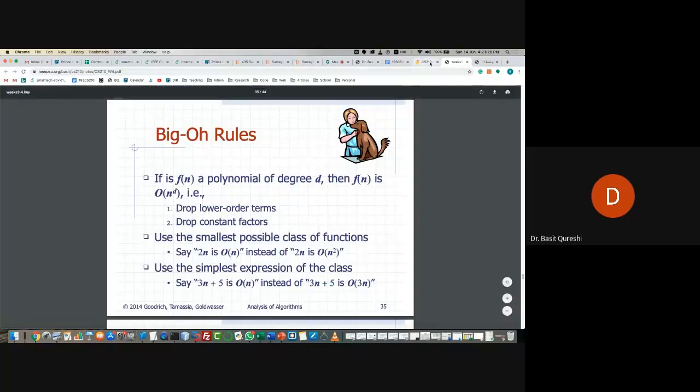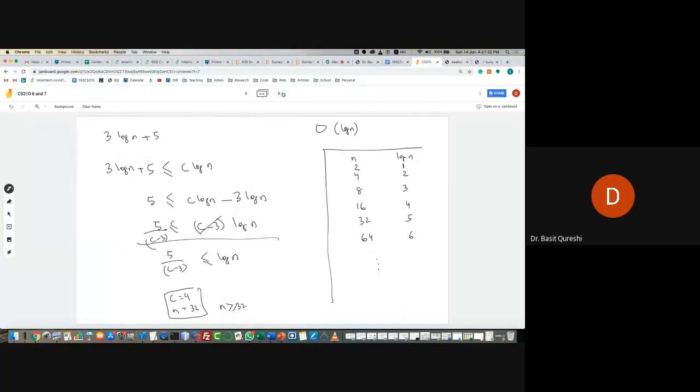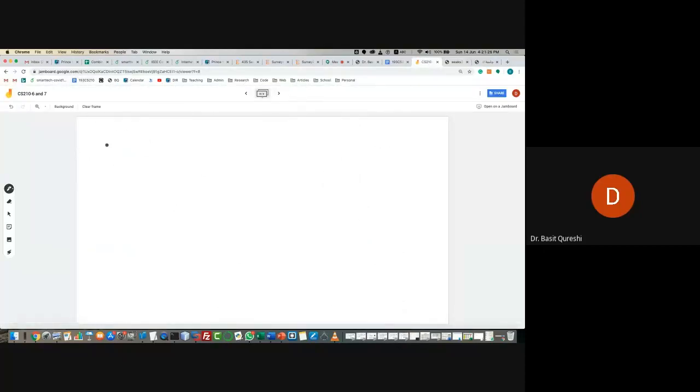Let's do some more practice here. I'm going to write some functions and you tell me what the big O is, without proving anything. So 3n squared plus 2n plus 9. What's the big O?